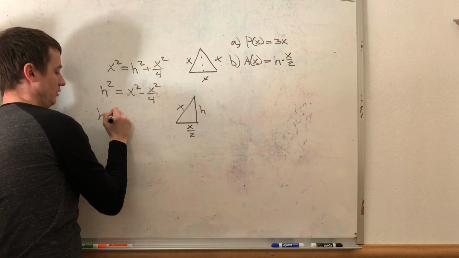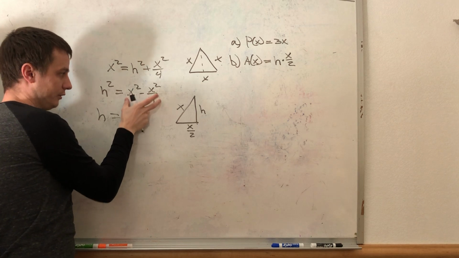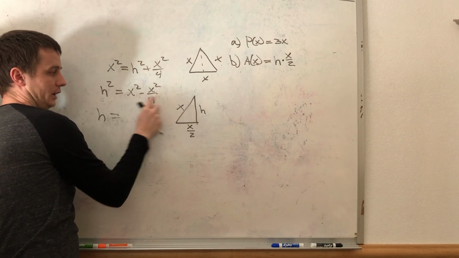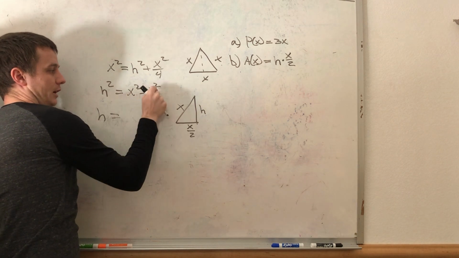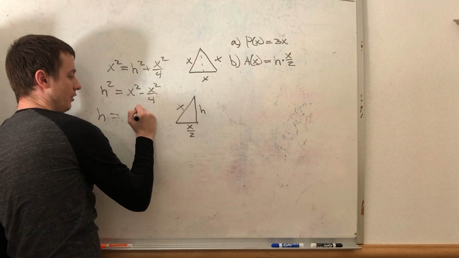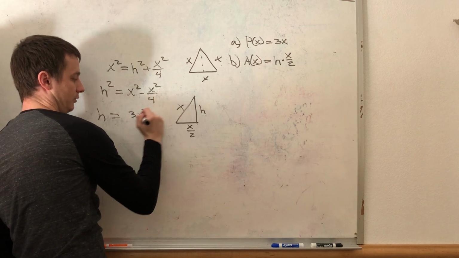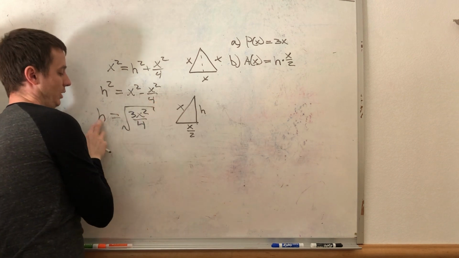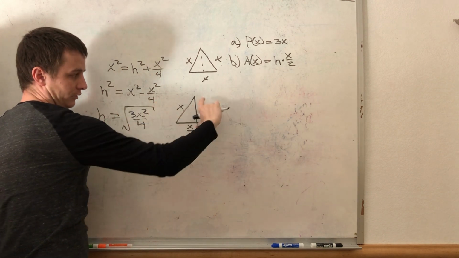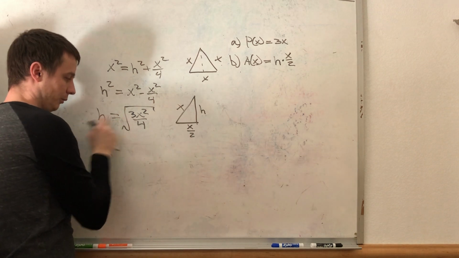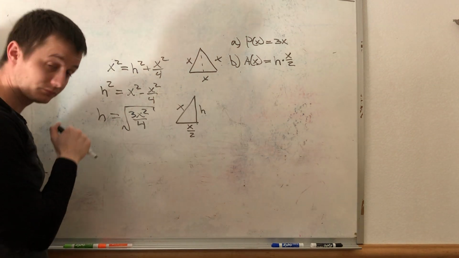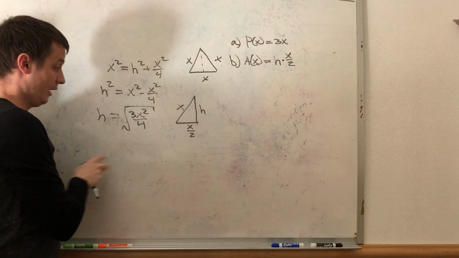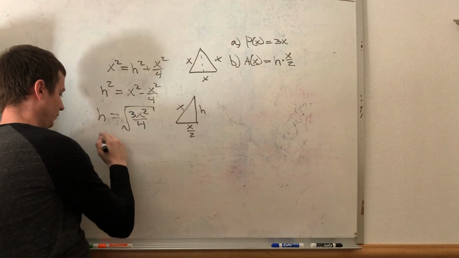So finding h, I'm going to take the square root of this. Before I take the square root, really quick, combine my terms. I have 1x squared minus 1/4 x squared, which leaves me 3/4 x squared, or 3x squared over 4, and then the square root of that. Now, it's plus or minus the square root of that, but since this is a distance, it's going to be positive, so we don't need to worry about the negative case. And then finally, take the square root of that.